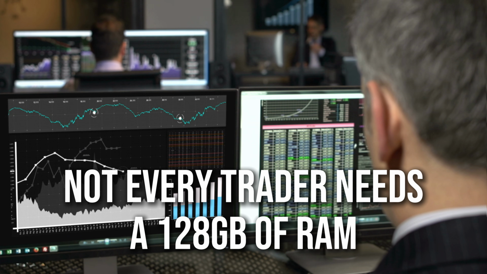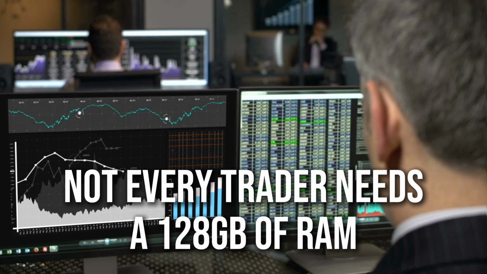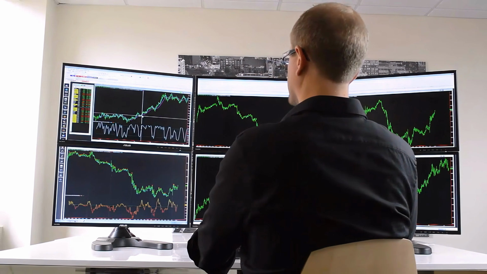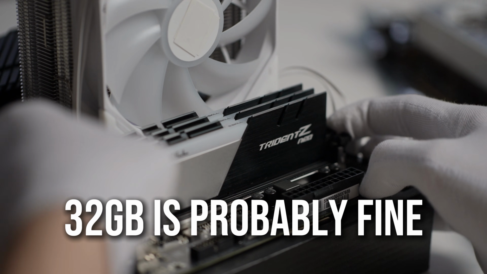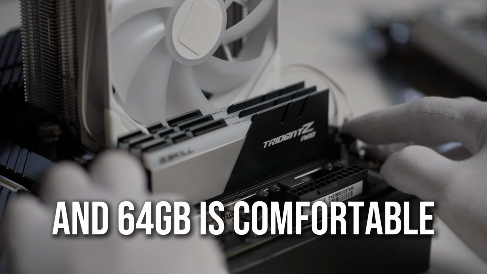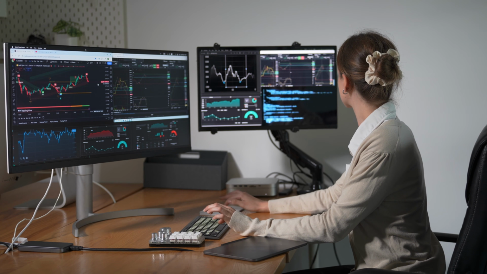Now here's where I need to be straight with you. Look, not every trader needs 128 gigabytes of RAM. If you're running one platform with 4 to 6 monitors, 32 gigs is probably fine, and 64 gigs is comfortable. And that's what most day traders actually need.